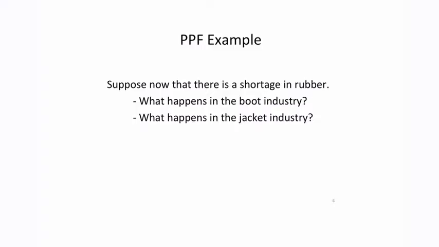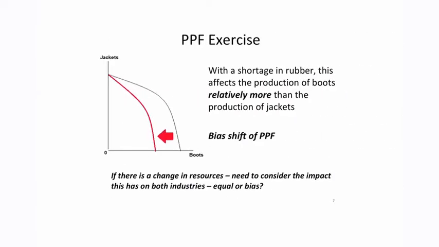For example, rubber. So if we have a shortage in rubber, what we observe is that we have a biased shift of the PPF curve. At the maximum, boots will be more heavily affected by this change in available rubber than jackets will. We see that at the maximum, we move from a point such as point A to a point such as point B. So that if all of our resources are going to the production of boots, at the maximum, we can produce less boots if we have less rubber available.